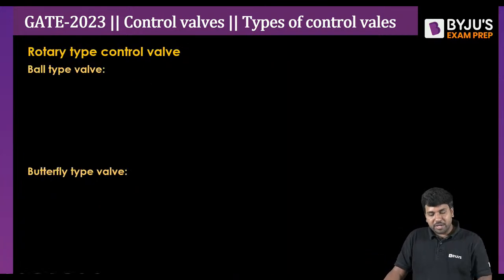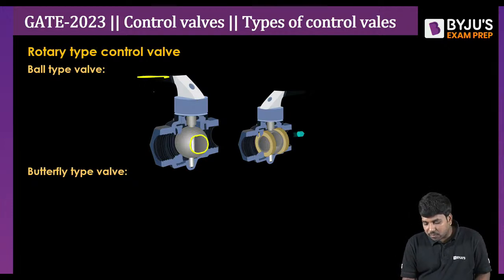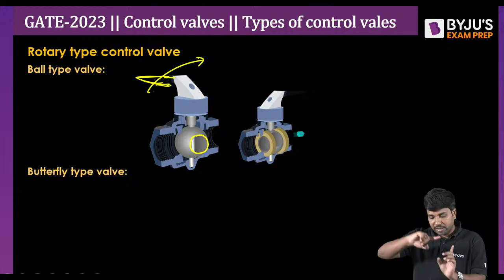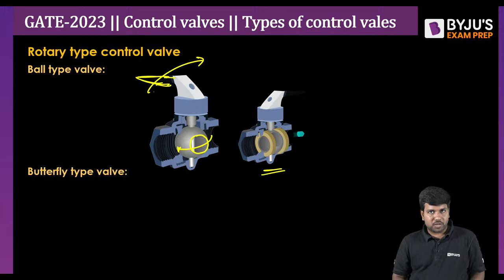Now moving ahead to the next one, that is rotatory or rotary type control valves. One among that is the ball type. Now you can see such a beautiful diagram here, right? There is a gap here in the plug. When we turn this handle, usually there will be a handle like this, it will rotate like this, and when it rotates like this, this is exactly how it looks, clear?